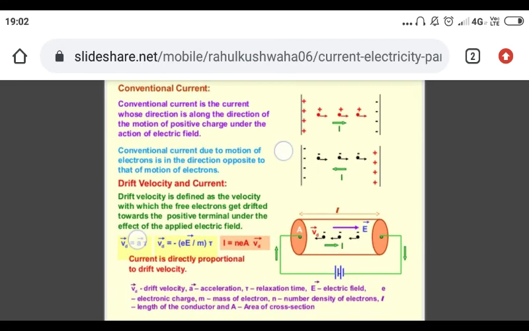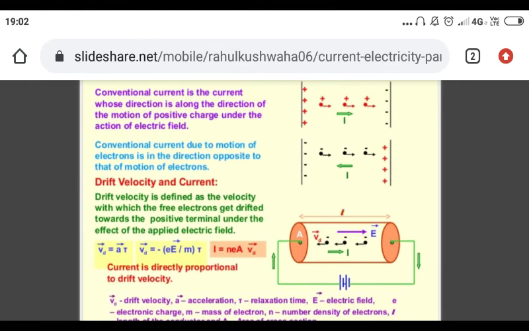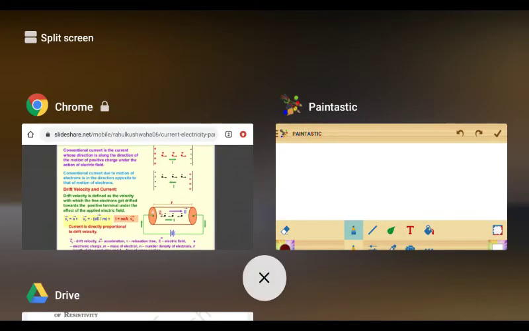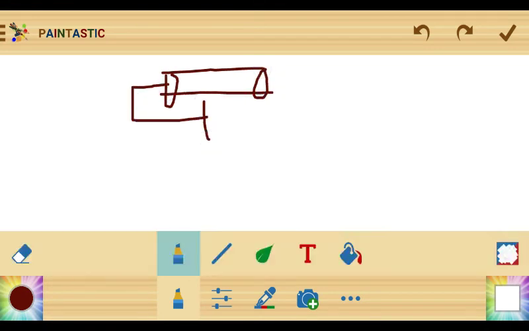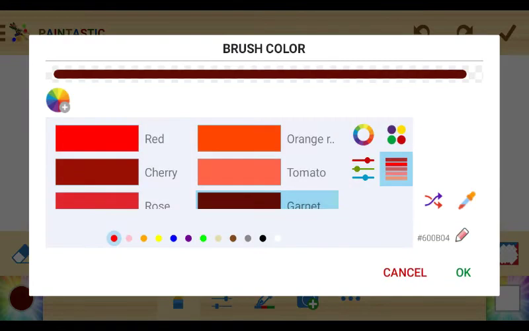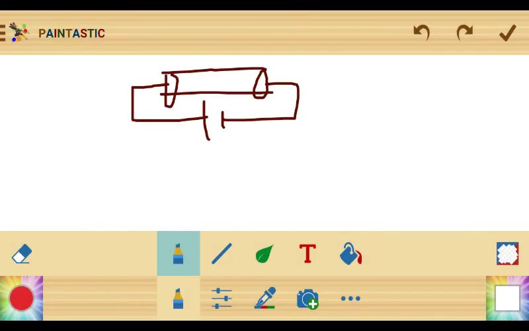This is the definition. Now we will find an equation. How will you calculate the drift velocity? It's very easy, as we have understood the drifting. This is a conductor connected with a cell. Let's say the length of the conductor is L, and the voltage of the battery provided is V.